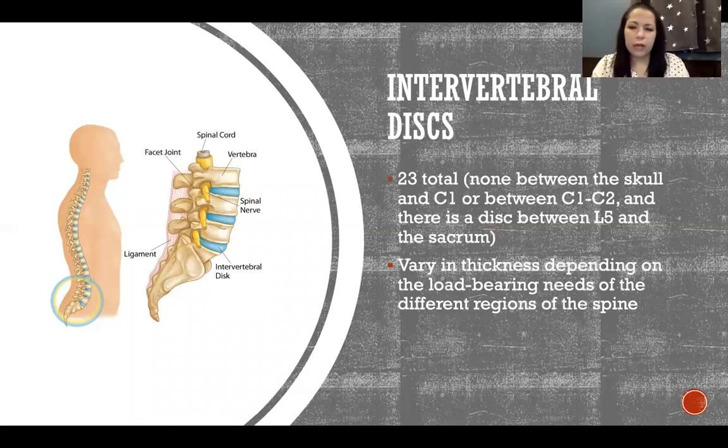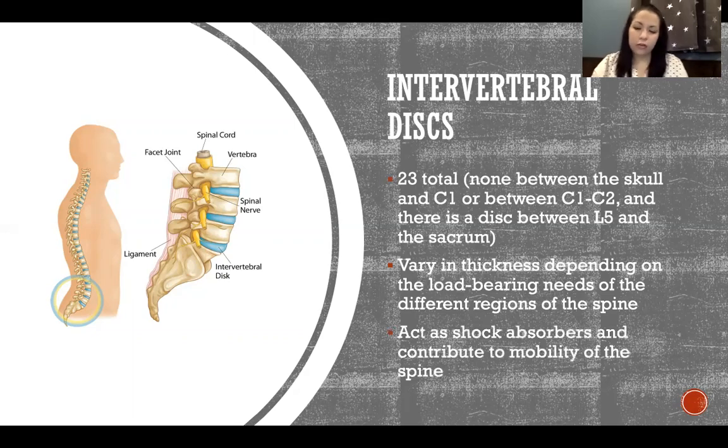The discs vary in thickness depending on the load-bearing needs of the different regions of the spine. So as I mentioned, as we move inferiorly down the spine, we need to be able to bear more and more load. So there's a greater and greater amount of weight that needs to be carried by each segment of the spine as we move lower. So that means that the vertebrae themselves and the intervertebral discs become larger and thicker as we move inferiorly. They act as shock absorbers and contribute to mobility of the spine.